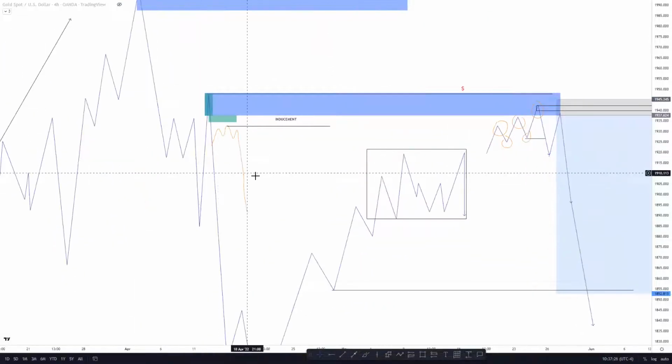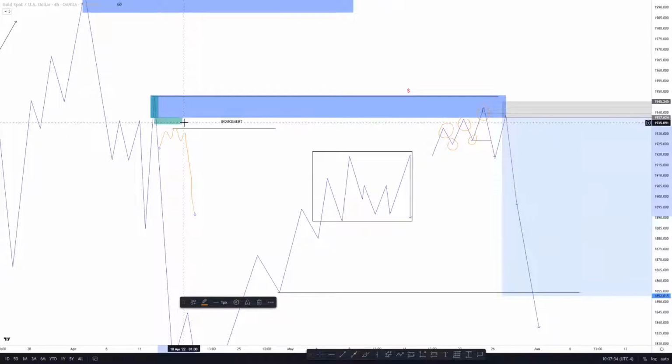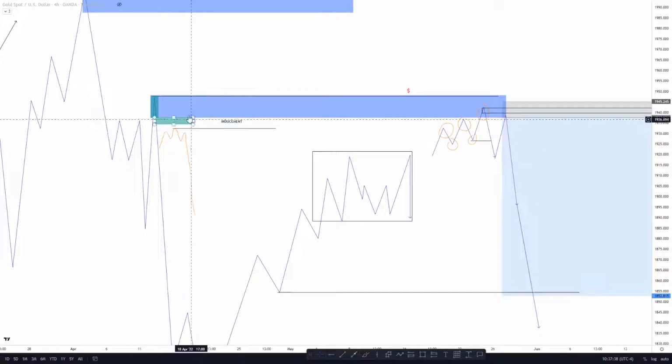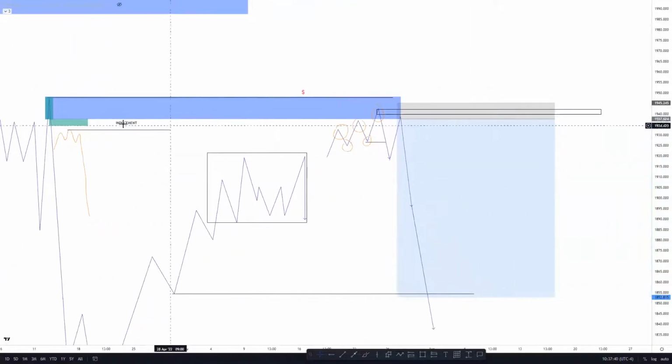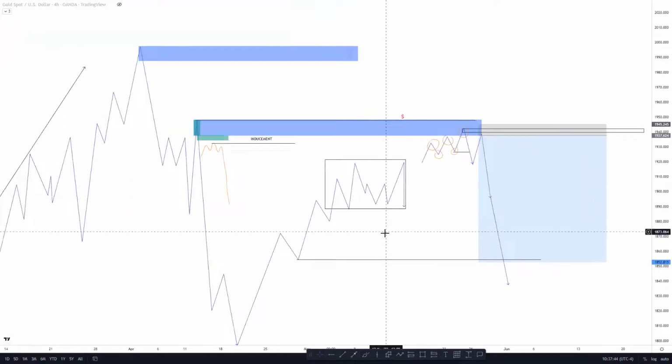I probably wait for the market to come here, take out these relative equal highs, which failed to fill the fair value gap, and this will be my point of interest. So I will look for sells here.